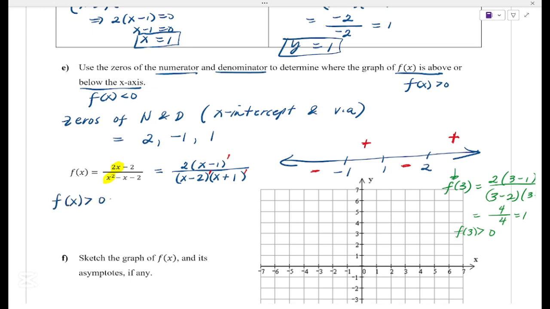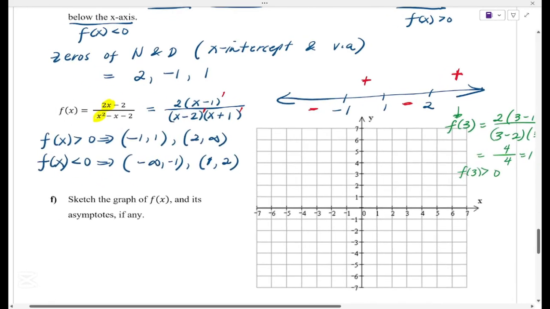So now we can write here, in letter E, to answer the problem, f of x is greater than 0 on the intervals, so you will select this interval and that interval. Let us write that as minus 1 to 1, and another one is 2 to infinity. And then the other one is f of x is less than 0 on the intervals negative infinity to minus 1, and then another one is positive 1 to 2.